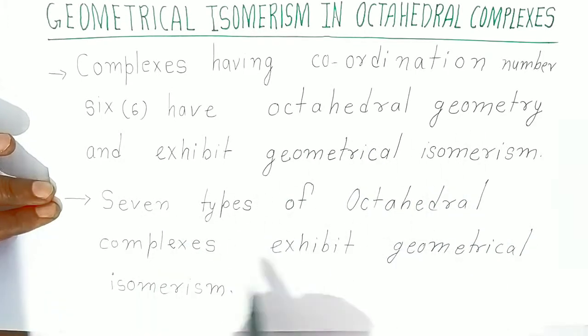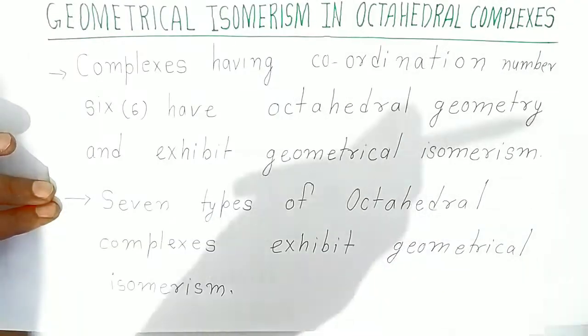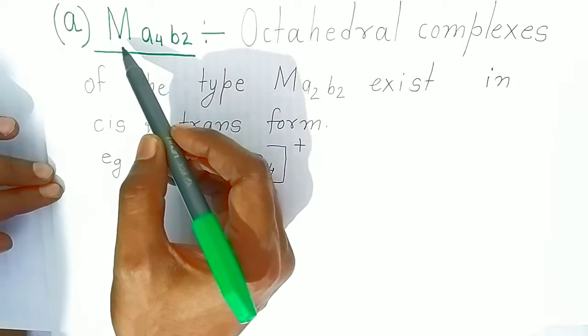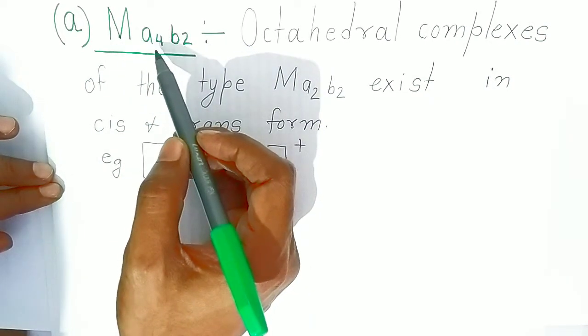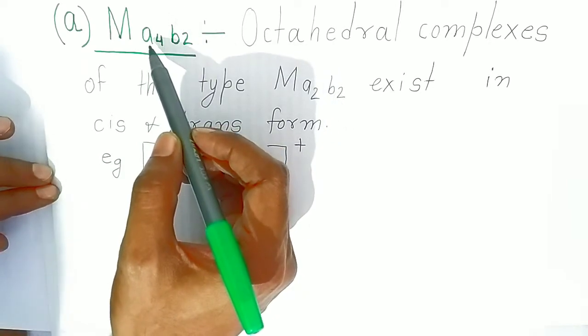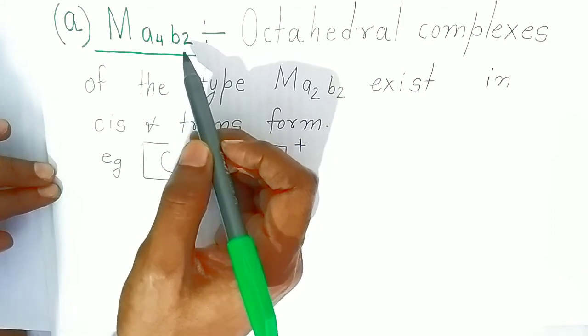7 types of octahedral complexes exhibit geometrical isomerism. You can write 7 isomers of octahedral complexes. First, we are going to see the octahedral complex of Ma4B2. Here M is the metal and A and B are the ligands. Here A is the same type of ligand, and the number of donor groups is 4. B2 is the second ligand which has 2 donor atoms.